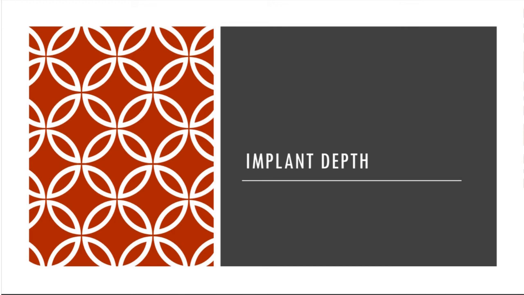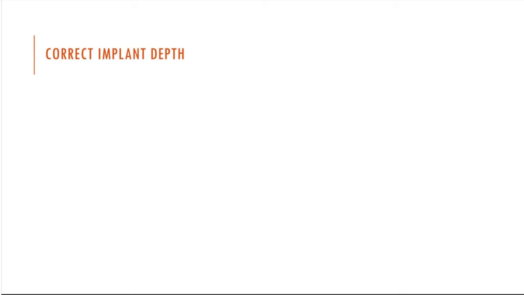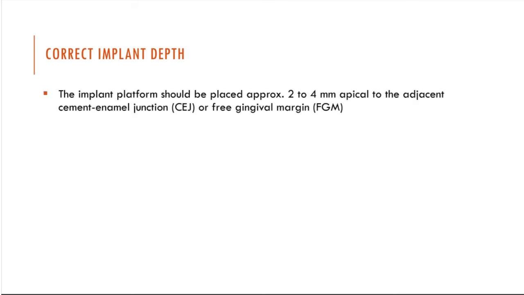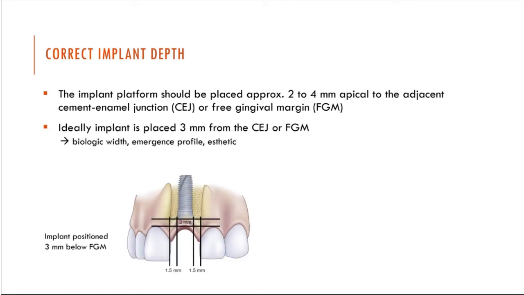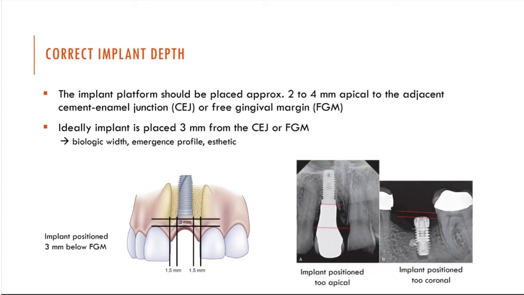Next, let's talk about implant depth. So what is the correct implant depth? The implant platform should be placed approximately 2 to 4 mm apical to the adjacent cementoenamel junctions or free gingival margin. Ideally, the implant is placed 3 mm from the CEJ or FGM because of the biologic width, emergence profile, and aesthetic reasons. This picture shows an implant that is positioned too apically and an implant that is positioned too coronal.